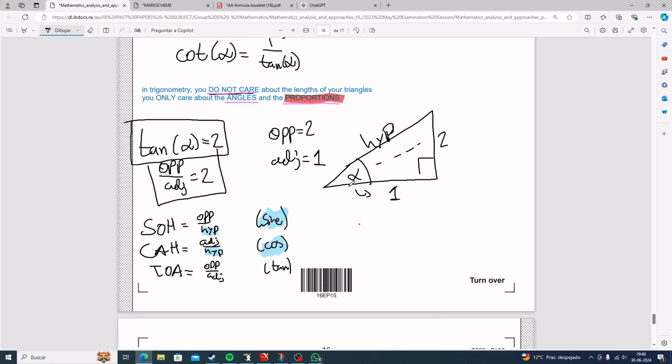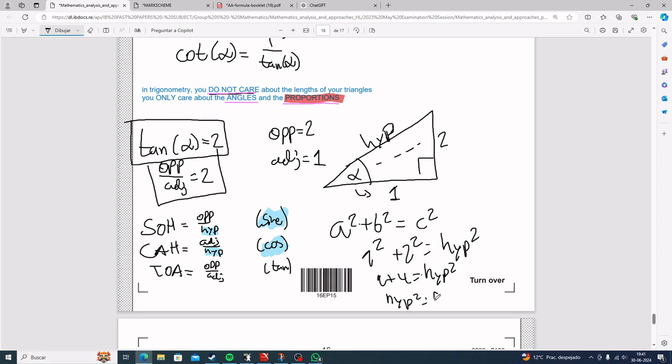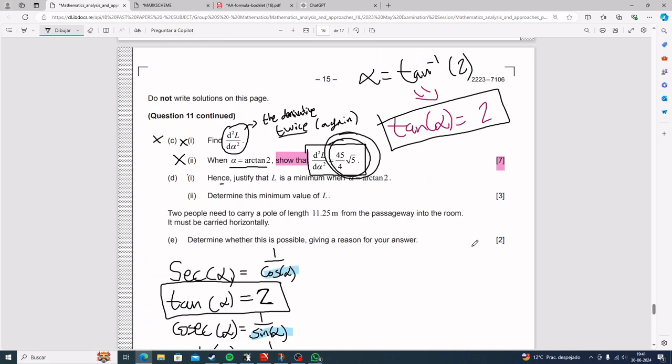So Pythagoras theorem, a squared plus b squared equals c squared. 1 squared plus 2 squared equals hypotenuse squared. 1 plus 4, right? I'll just write it out. So 1 plus 4, so hypotenuse squared equals 5. Hypotenuse, ladies and gentlemen, equals square root of 5. And so, boom, hypotenuse equals square root of 5.